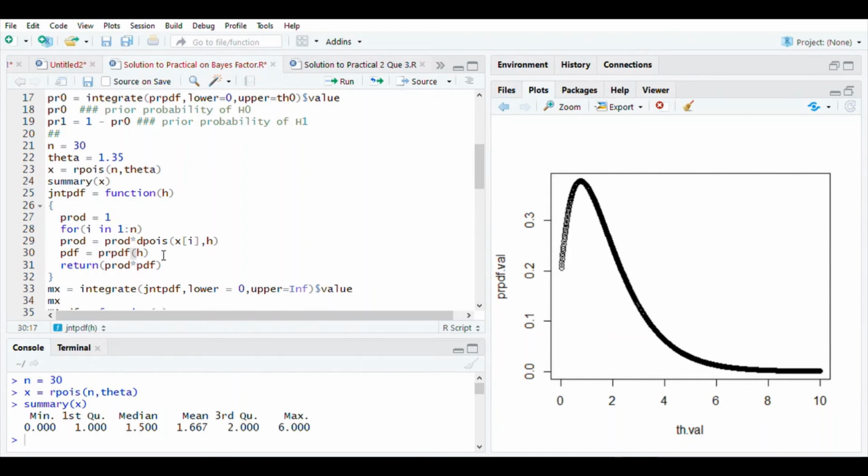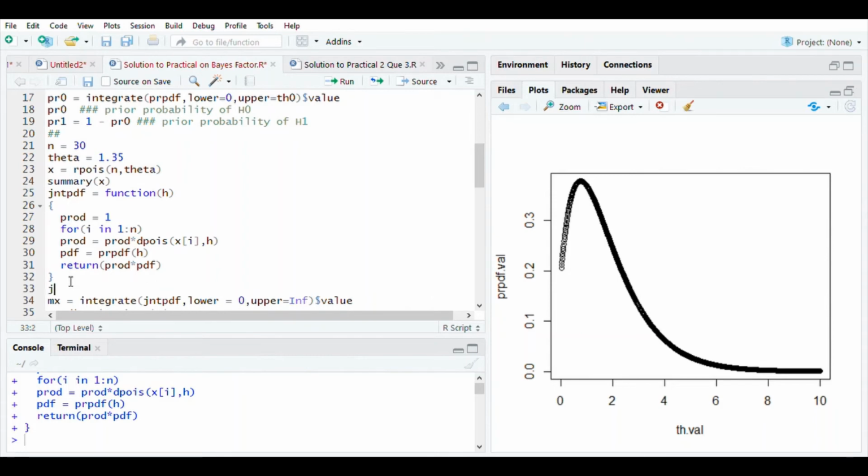Now the second part of the joint PDF is the prior PDF of the parameter. Suppose the variable contains this value, the prior PDF of h. Finally, the joint PDF will be simply the product of these two quantities. So let us run the code and see whether it works or not.